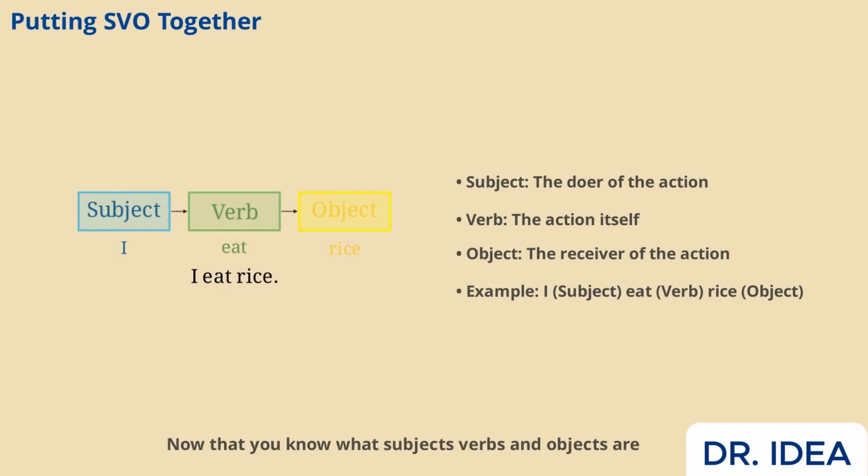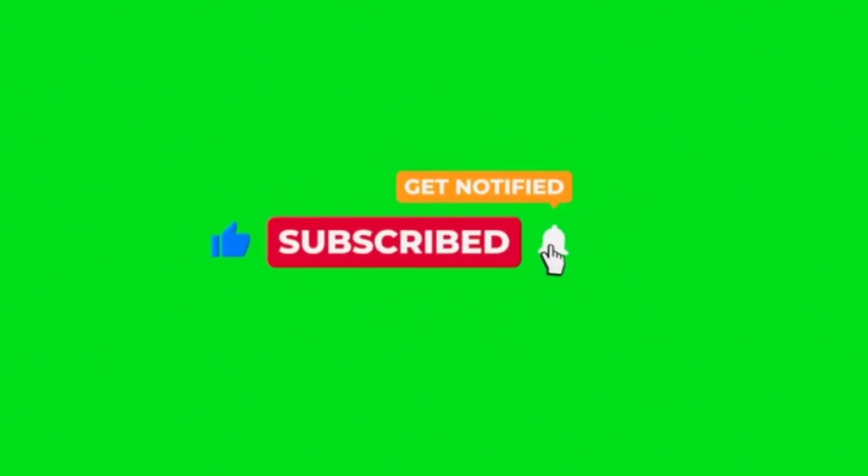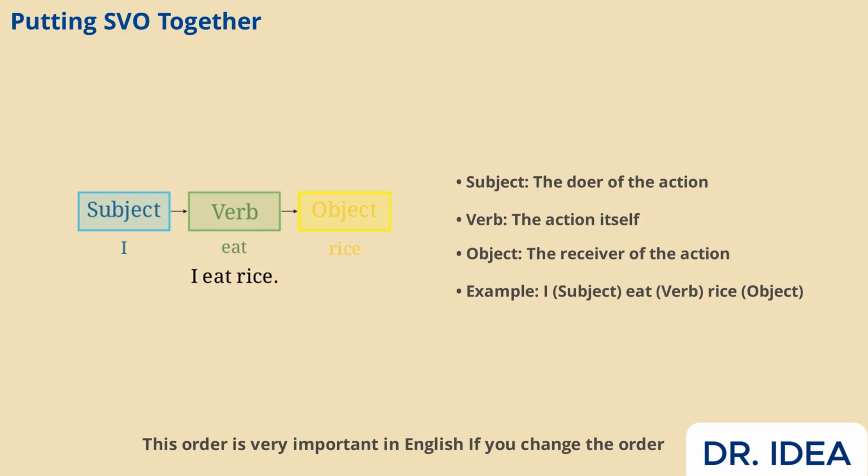Now that you know what subjects, verbs, and objects are, let's put them together. The basic English sentence structure is subject plus verb plus object, or SVO. For example, I eat rice. Here, I is the subject, eat is the verb, and rice is the object. This order is very important in English. If you change the order, the sentence may not make sense. Let's look at more examples to see how SVO works in practice.